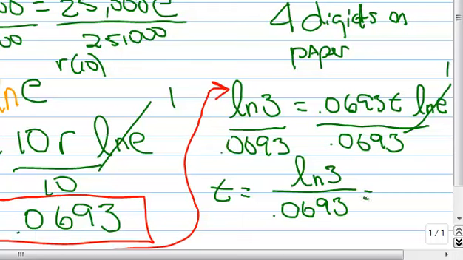0.0693. When you type this in your calculator, you type in natural log of 3, of course, don't forget your parentheses. But then when you type this in, now here you can use that second answer. And again, I will illustrate that on the next example. So when you do this, you should get 15.85. And our units on this is years. So that's a multi-step process for solving these word problems using logarithms.